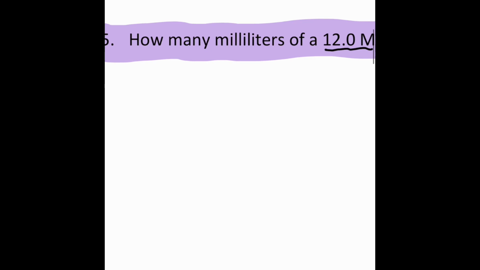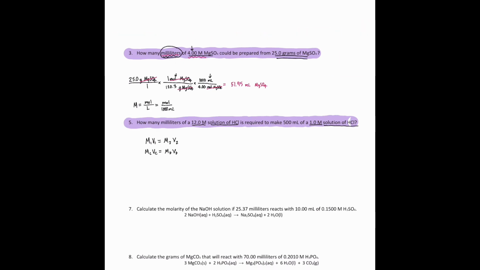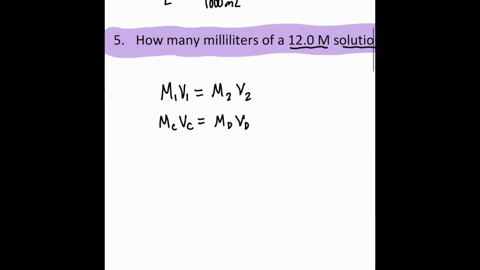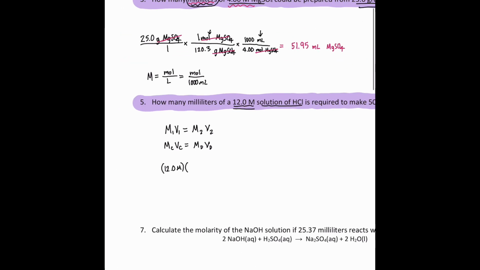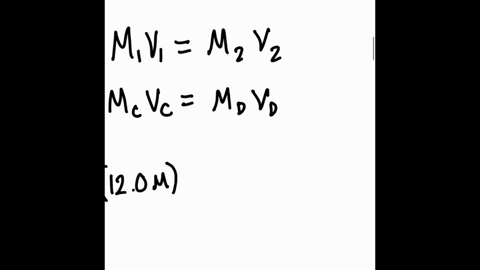So the key equation we know we're going to need for this one is M1V1 equals M2V2. You might also see it as MC for concentrated, VC for concentrated, equals MD for diluted, VD for diluted. Really, they both mean the same thing. Then from there, you really just plug in values, making sure you're keeping track of your units. We know that the concentrated one is going to be here on our left. 12 molar is going to be our first M. And it's asking how many milliliters of that 12 molar, so we're really going to be solving for this VC here.